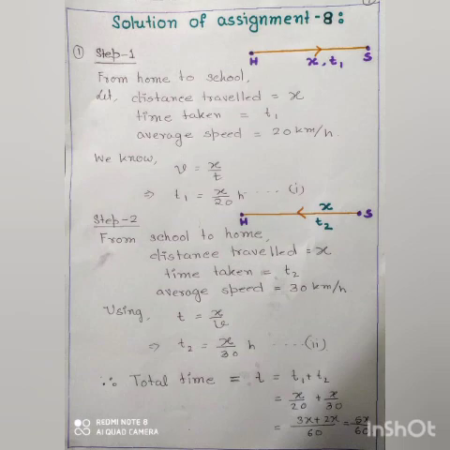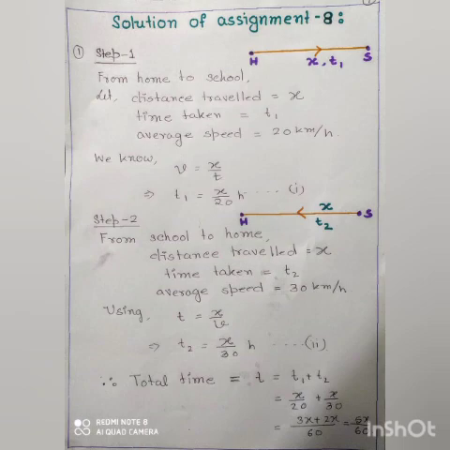Now see, while Abdul travels from home to school, let us consider the distance between home and school is x kilometer, okay? And time taken is t1. And average speed is given as 20 km per hour for the trip from home to school. Now we know velocity equals distance by time. So from this relation, time will be distance by velocity. Just substitute the value. If we consider the time taken is t1, then t1 will be x by 20 hour.